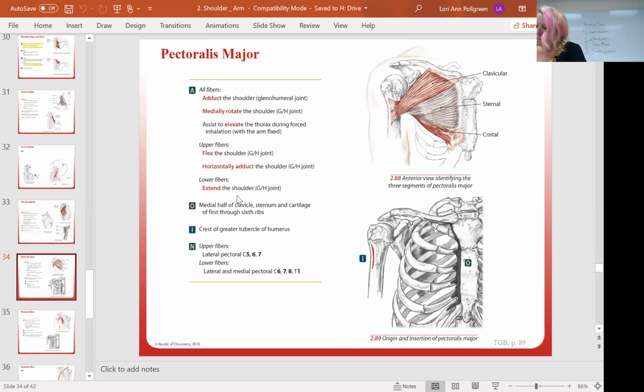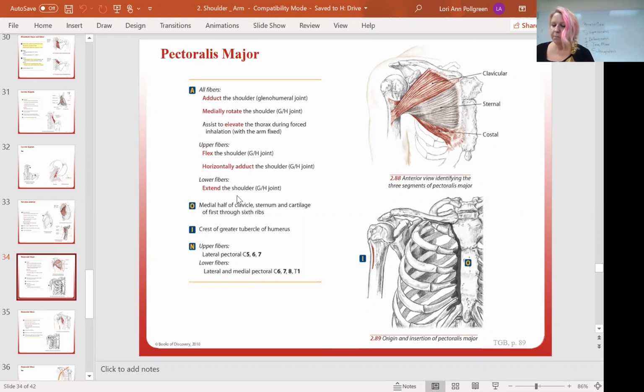It originates on the medial half of the clavicle, the sternum, and the cartilage of the 1st through 6th ribs. That's why it's called the costal, because, I mean, chondral is cartilage. I'm sorry, the costals are the ribs. They insert into the greater tubercle of the humerus. Any questions, or are we doing good? I think we're doing good. I haven't seen any questions pop up.